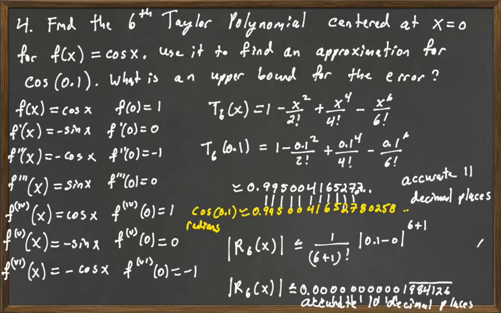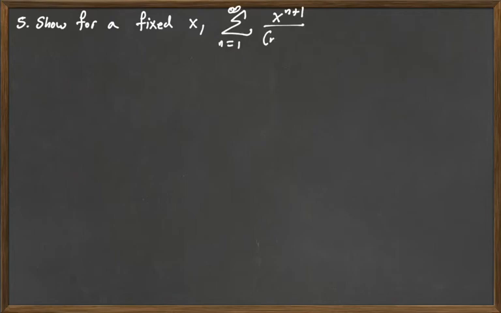So the next thing we're going to look at is looking at a series and maybe figuring out what the Taylor series for cosine is. So let's go ahead and show for a fixed x that the sum n equals 1 to infinity of x to the n plus 1 over n plus 1 factorial converges. So we're going to use the ratio test.